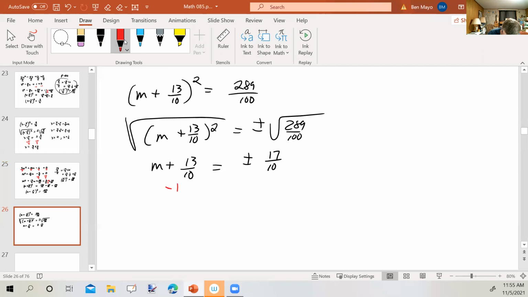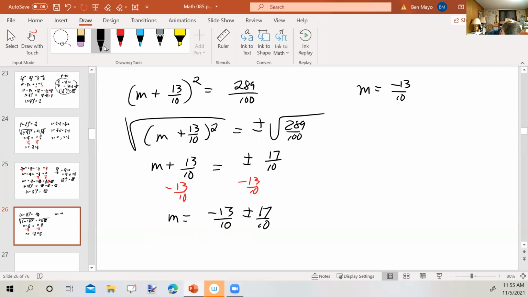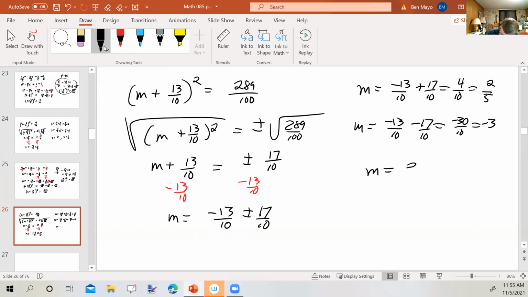Okay. Now we're going to subtract 13/10. So I get m equals negative 13/10 plus or minus 17/10. So m equals negative 13/10 plus 17/10, which would be 4/10 or 2/5. m is negative 13/10 minus 17/10, which is negative 30/10 or negative 3. So m equals 2/5, or negative 3.